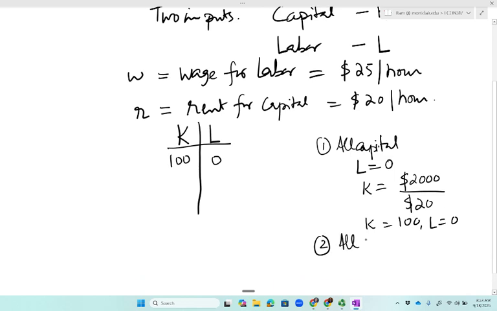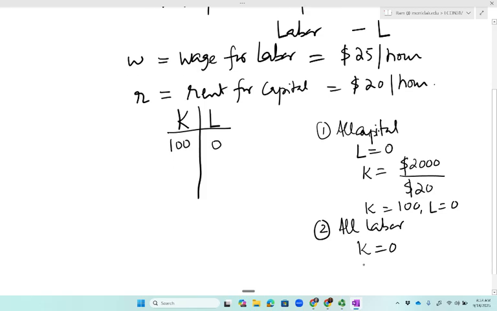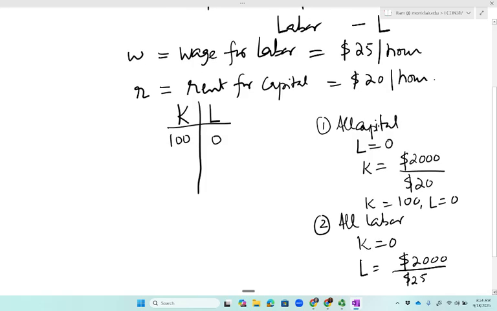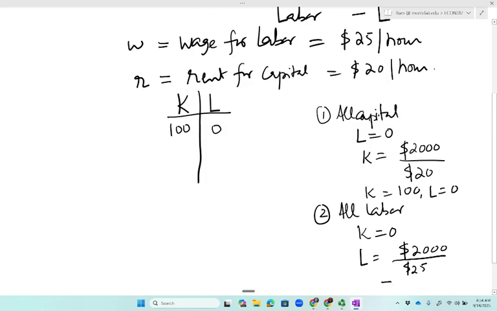And then we can go to the next one where the firm has only labor. All money is spent on labor. So this time capital turns out to be 0. The labor would be again $2,000 to spend. $25 an hour is the wage. So one can do this calculation. You will find out 80 units of labor. So L is 80, K is 0. That's the second option.